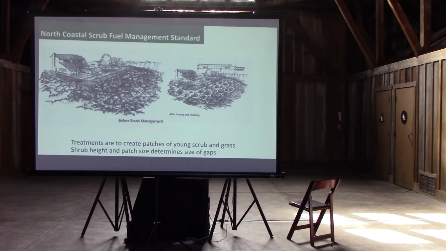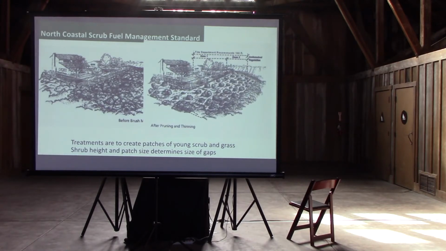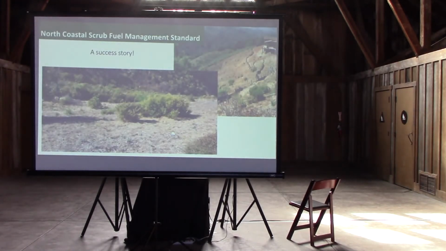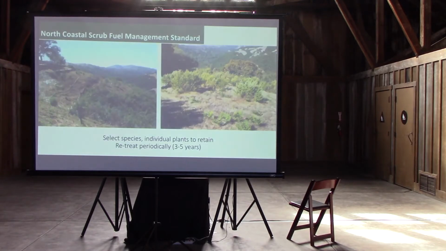Okay, we've got these continuous shrubs, and then you've broken it up into gaps. And here's a success story. This parcel was actually at the edge of the Soberanas fire. The initial treatment on the right-hand side looked pretty dire, but there is a lot of coyote brush and different species. They pick the species that they like, and the gaps actually were the border for the Soberanas.